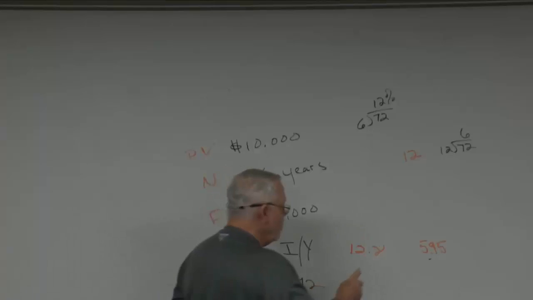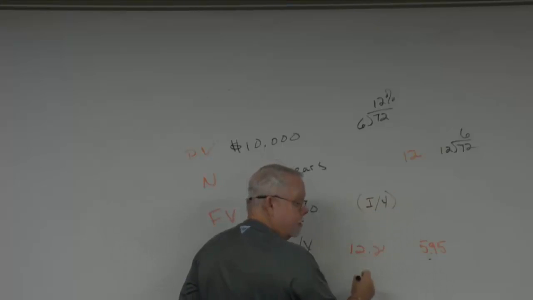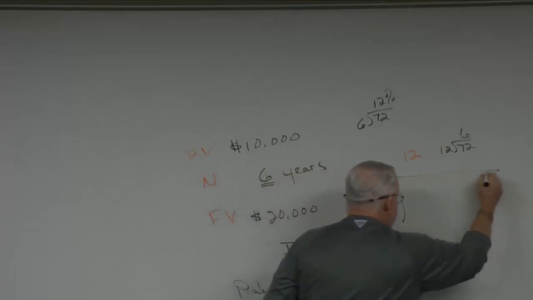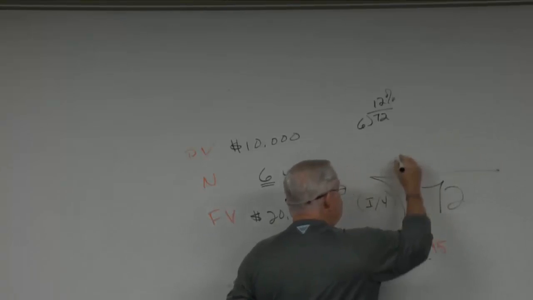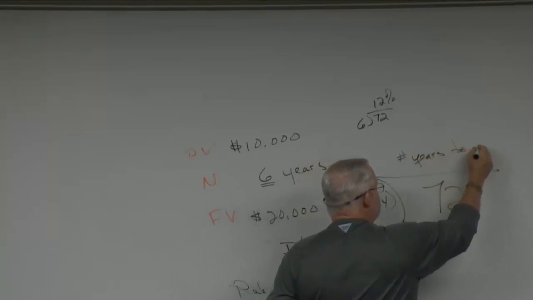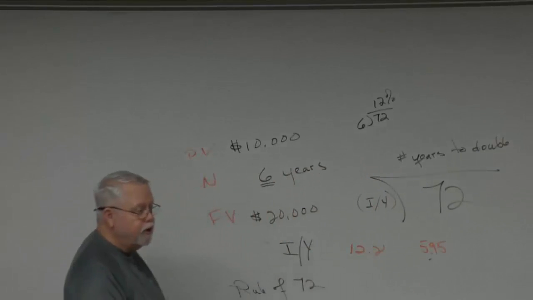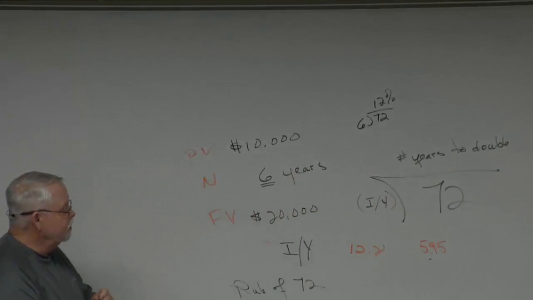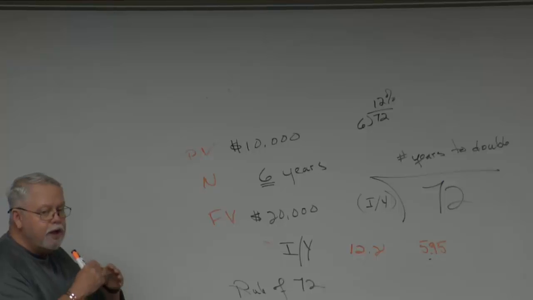But here's the way we usually write it. We say, what is my interest rate? Divide that into the number 72, and that will give me the number of years to double my investment. The rule of 72. This is for any compounding.